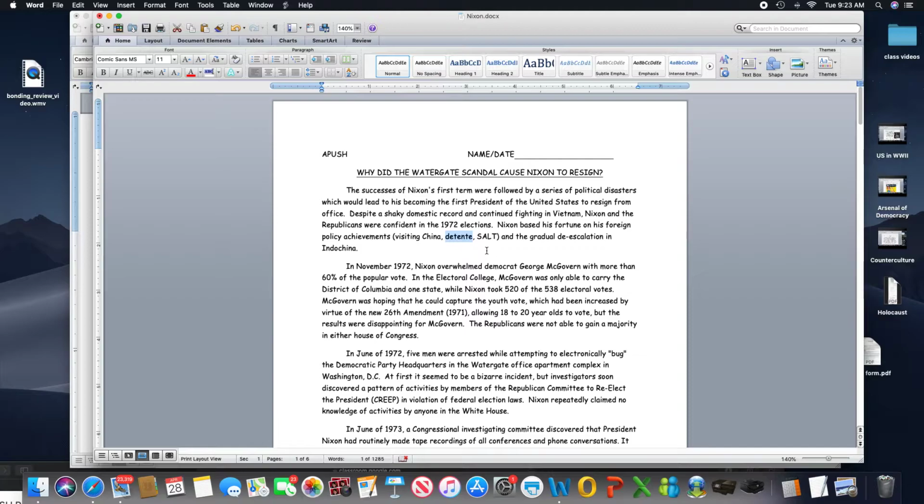He also signed the SALT Treaty, which stands for Strategic Arms Limitation Talks, and we'll mention that another day as well. But that was a treaty between the United States and the Soviet Union to limit weapons, and so that is an example of détente because it was an easing of tensions. Okay, so foreign policy, we're kind of split for Nixon.